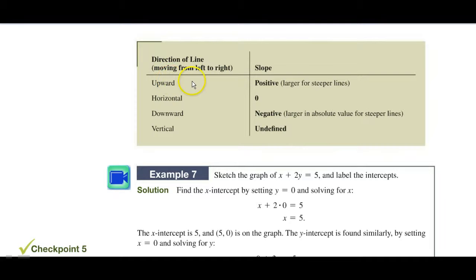Here's a little summation of slope. Positive slope, again, starts low, goes up. Horizontal slope is 0. Negative slope starts high and goes down. And then vertical line, the slope is undefined.